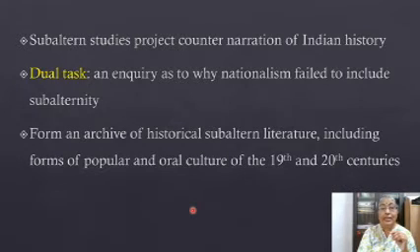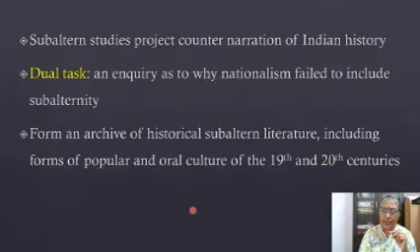Subaltern studies project a counter narration of Indian history. That is, they proposed to have a counter narration of Indian history. Indian history, which dates from the post independence days, needs to be changed, and there should be a place for these subaltern groups also in the right perspective, and only then will Indian history be complete.